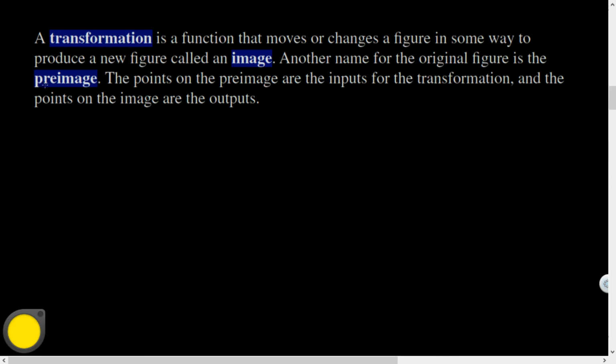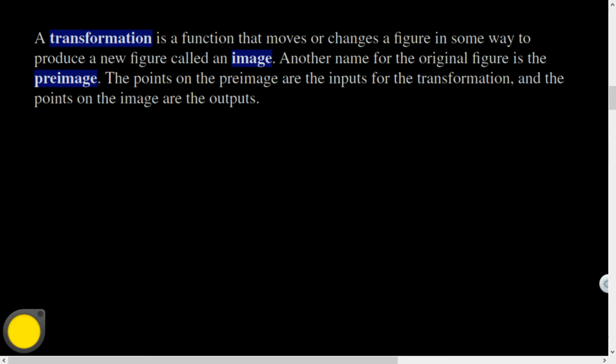That prefix pre, you can tell that was where we started. This is where we ended. I guess they could have decided with image and post-image, but this is what they've committed to as mathematicians. So let's see, the points on the pre-image are the inputs for the transformation, and the points on the image are the outputs. Okay, so transformations can be all sorts of things.